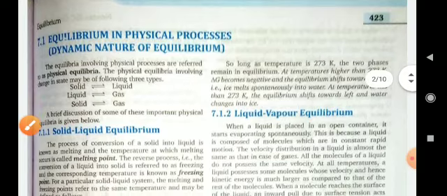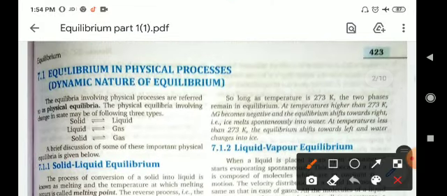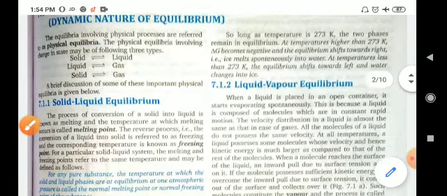Okay, so now come to equilibrium in physical processes. Firstly, we will discuss equilibrium in physical processes, that is dynamic equilibrium. The equilibrium involving physical processes is referred to as physical equilibrium. The physical equilibrium involves solid to liquid, liquid to gas, and solid to gas. So we will discuss one by one here.